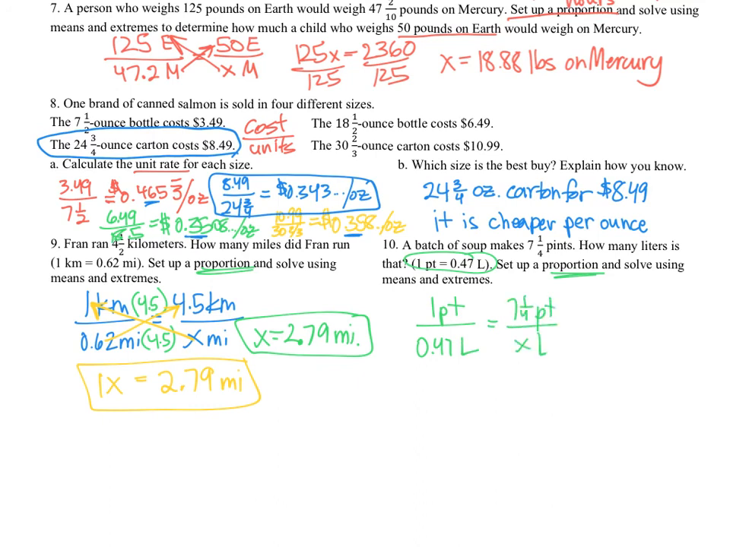Again, you can cross multiply. So 1x equals 0.47 times 7 1/4, which is 3.4075 liters. And that was cross multiplying. And again, you don't have to divide both sides by 1 because it's done.